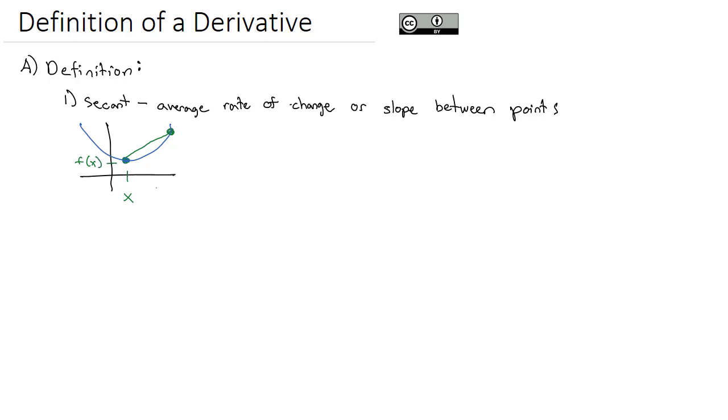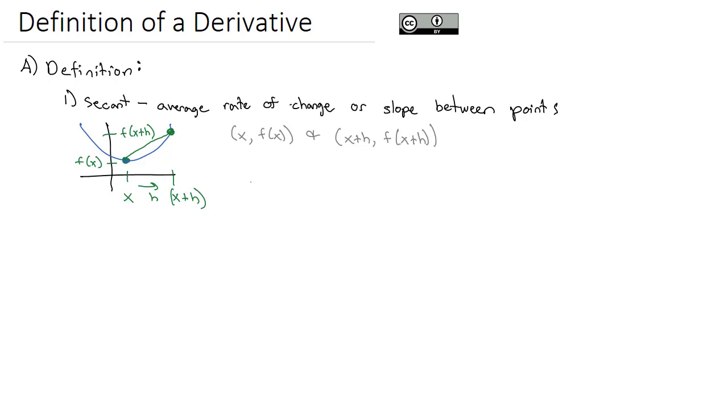So if this point is at x, it's going to have a height of f of x. And if we move over some distance, we'll call that h, we end up at x plus h, and it has a height of f of x plus h. In other words, we have two points on this line. The points are (x, f of x) and (x plus h, f of x plus h).